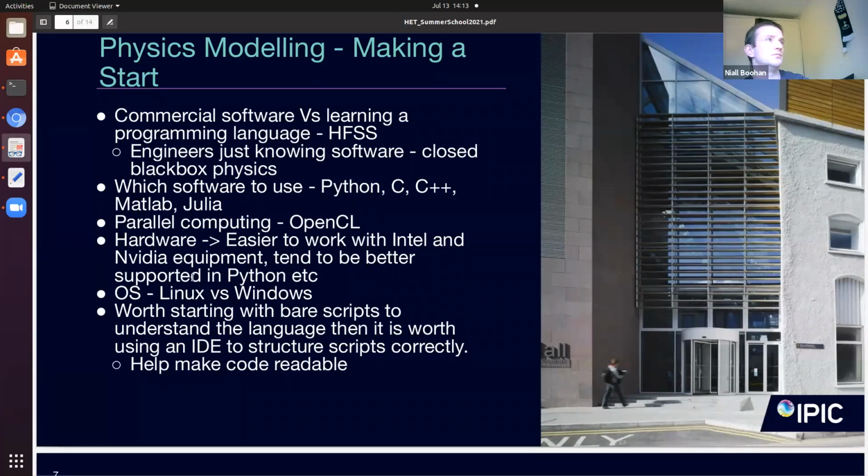Yeah, so it's worth starting with bare scripts to really learn a language. But then when you get used to it, it can be worth using an IDE because it'll show you how to write a language properly. And writing code that's readable is also very important because you can leave a group or a company, and the next person that comes in has to be able to understand what you've written. So that's important to keep in mind.